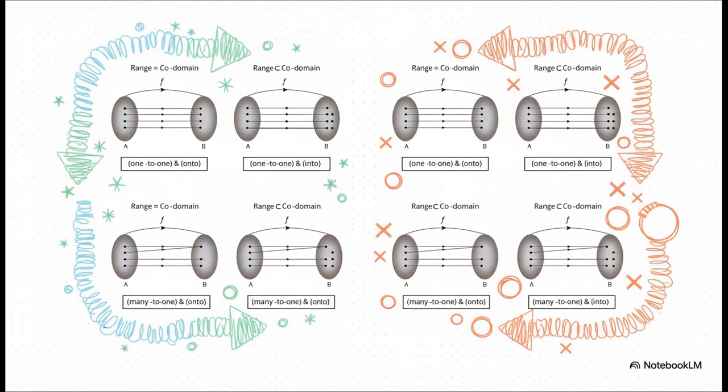Now let's switch our focus to the outputs. This is how we tell if a function is onto or into. In an onto function, every single possible output in the codomain gets used. There are no leftovers. The range and the codomain are exactly the same. But in an into function, see how some of the possible outputs are left out? They don't get an arrow pointing to them. The range is smaller than the codomain.